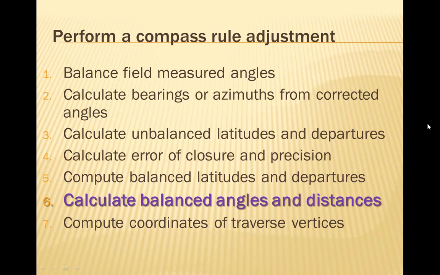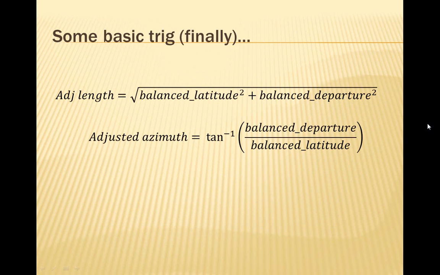The next thing that we're going to want to do is to calculate balanced angles and balanced distances. What's really nice about this is that it's trig. So the adjusted length is now the balanced latitude squared plus the balanced departure squared. So now that we have these nice little latitudes, we can take the square root of the sum of the squares and get an adjusted length, just like we did with the error.